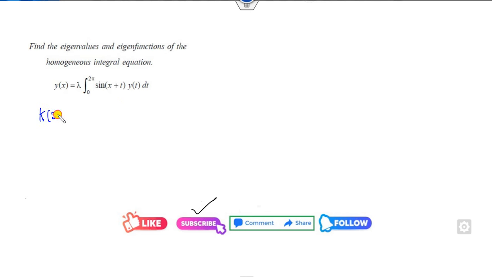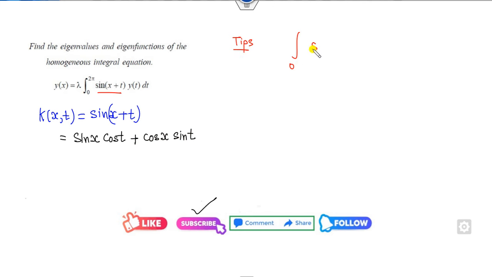Okay, what is the K? K of this will be sine of (x plus t). So I can open this one. This is sine x cos t plus cos x sine t. Fine. Now, before solving, let me give you a simple tip. Whenever this is a kernel of sine of (x plus t) from 0 to a, for example, or you can say from 0 to 2 pi or 0 to pi, then the eigenvalues are plus minus half of this. I can prove this in the same way. Now, can you let me know whether it's type 1 or type 2?